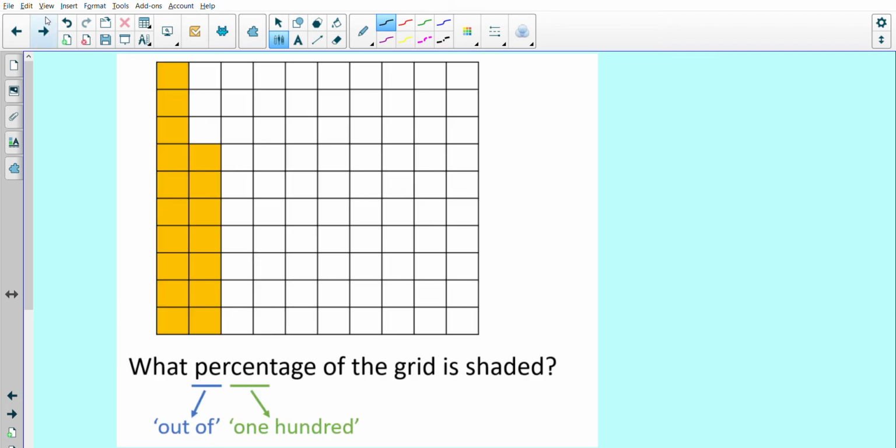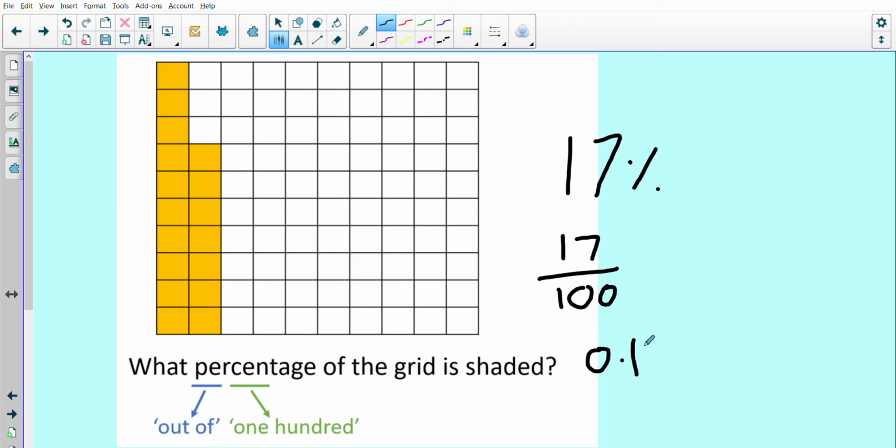Okay. So what percentage of the grid is shaded? Remembering that per means out of and cent is 100. So how many out of 100 is shaded? So I've got 10, 11, 12, 13, 14, 15, 16, 17. I've got 17%, so 17 out of 100. And I can write that as a fraction, 17 out of 100. And I already know how to change from fractions to decimals, so I know that is 0.17. We've got our fraction, decimal and percentages all equivalent.